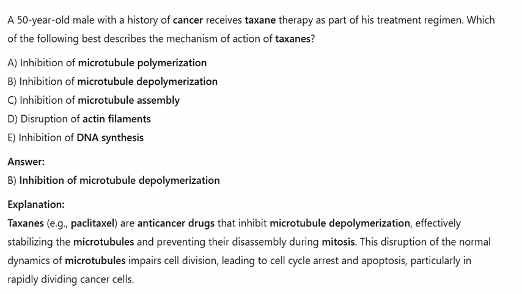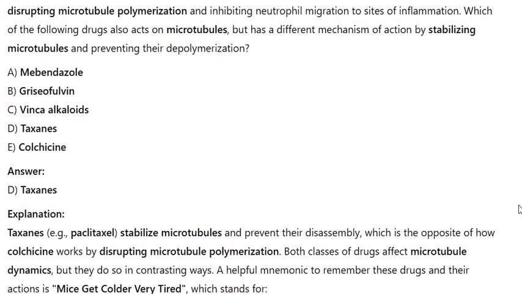Explanation. Taxanes, e.g. paclitaxel, are anti-cancer drugs that inhibit microtubule depolymerization, effectively stabilizing the microtubules and preventing their disassembly during mitosis. This disruption of the normal dynamics of microtubules impairs cell division, leading to cell cycle arrest and apoptosis, particularly in rapidly dividing cancer cells. These questions test your knowledge.